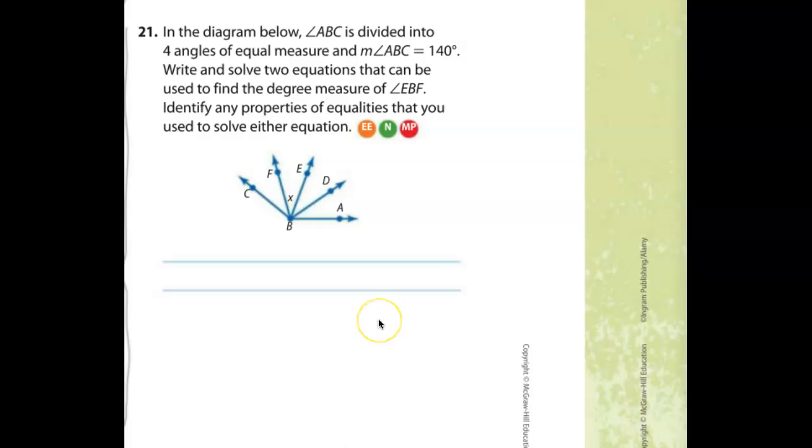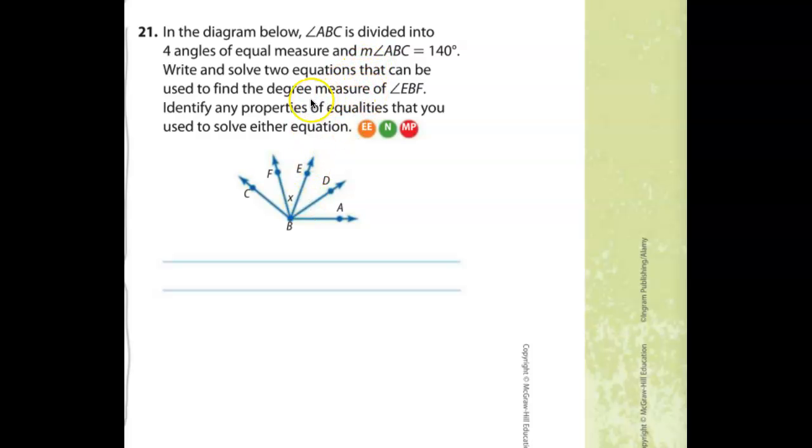Okay, so let's do one more problem together. In the diagram below, angle ABC is divided into 4 angles of equal measure, and measure of ABC is 140 degrees. Write and solve 2 equations that can be used to find the degree measure of angle EBF. Identify any properties of equalities that you use to solve either equation. Okay, we have to write 2 different equations and then figure out what properties would help solve for x in each one.